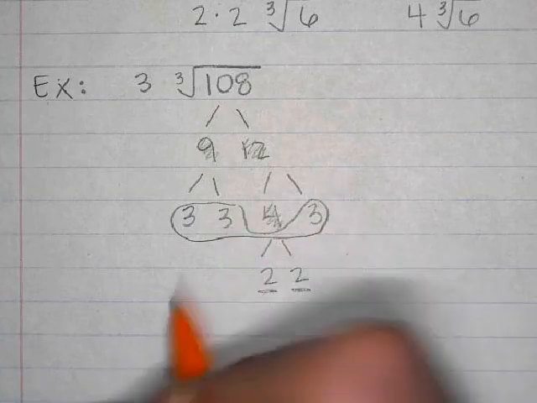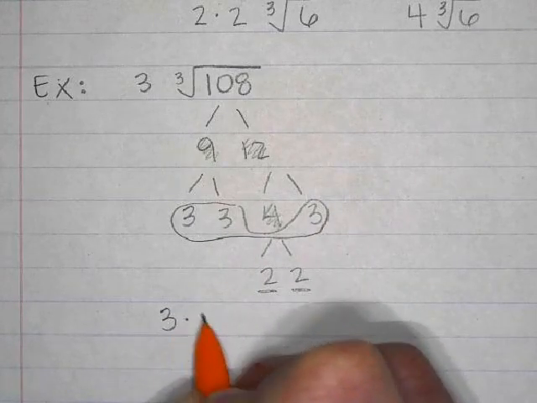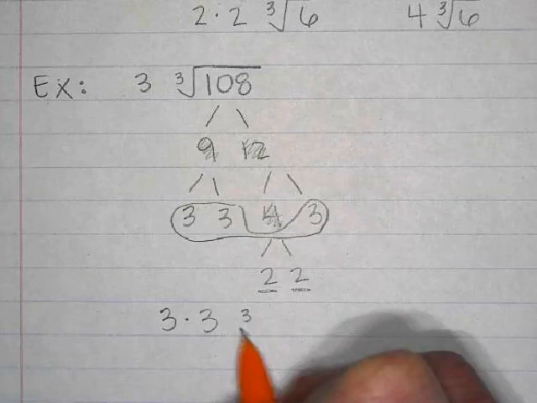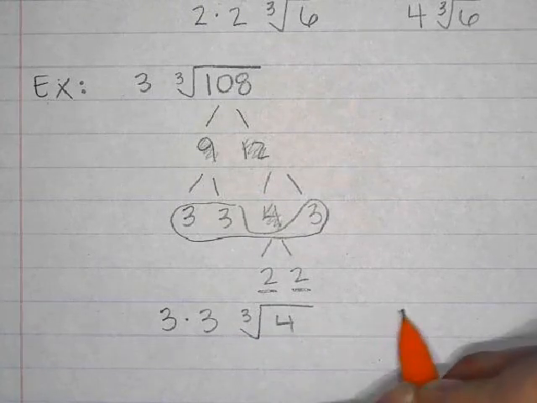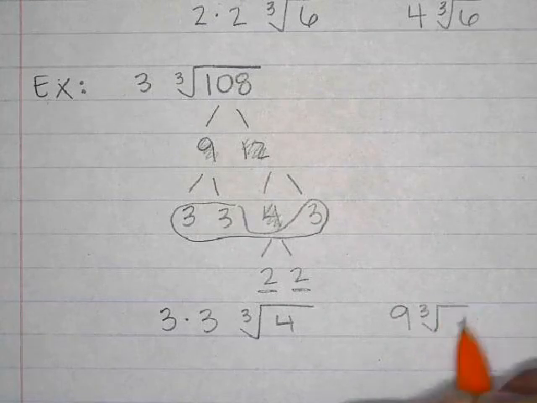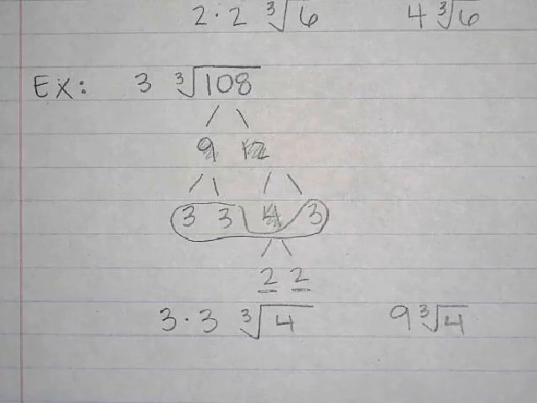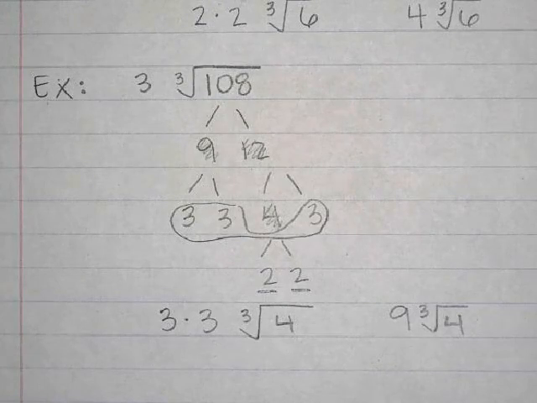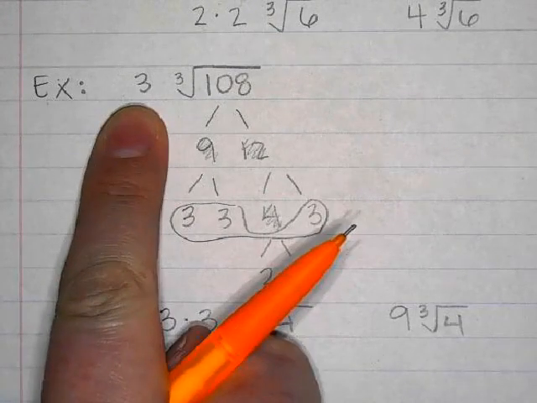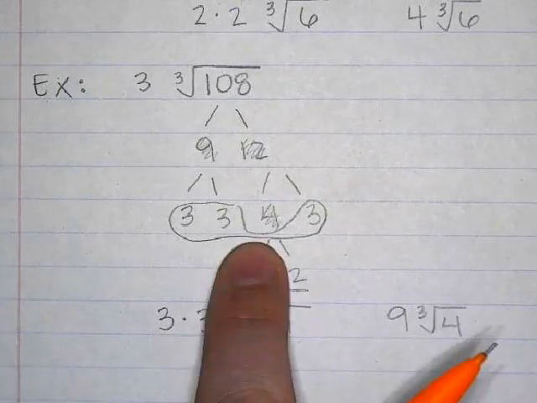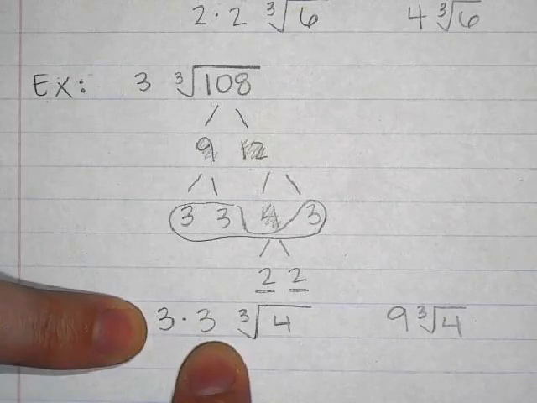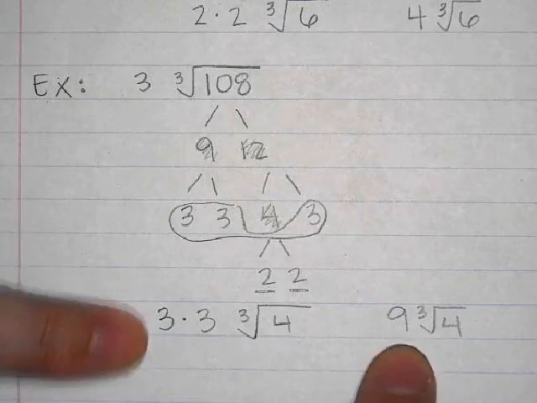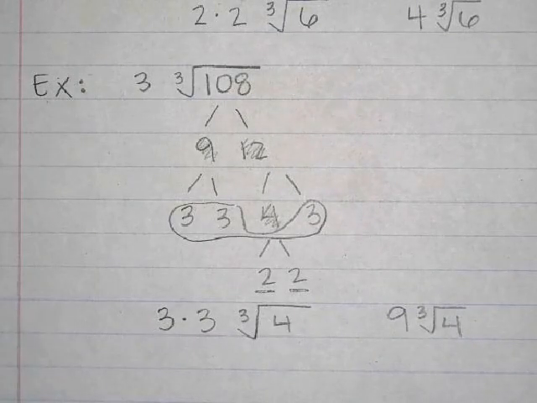Take the 3, put it on the outside with the other 3. And then I've got cube root of what? 4. So my answer is 9 cube root 4. The original problem had a 3 in the front, and I have a triple, so I'm taking the 3 in the front and the 3 that I got, putting them in the front, and multiplying them together to get 9. Okay.